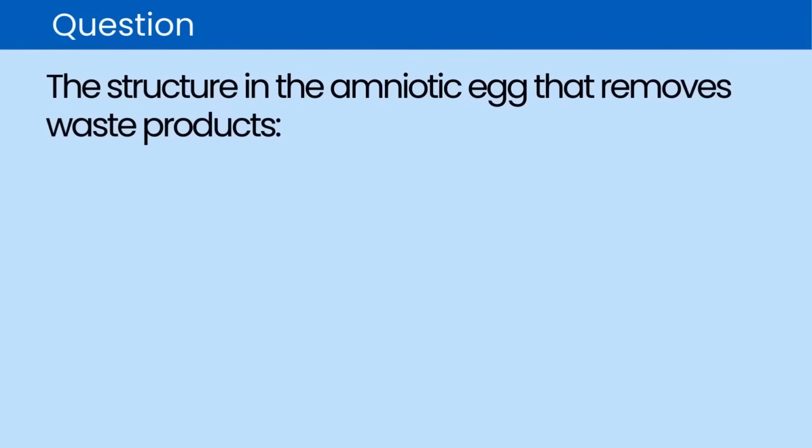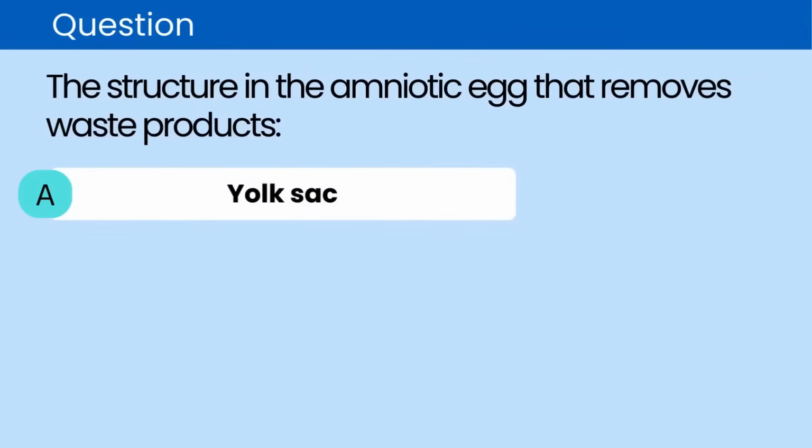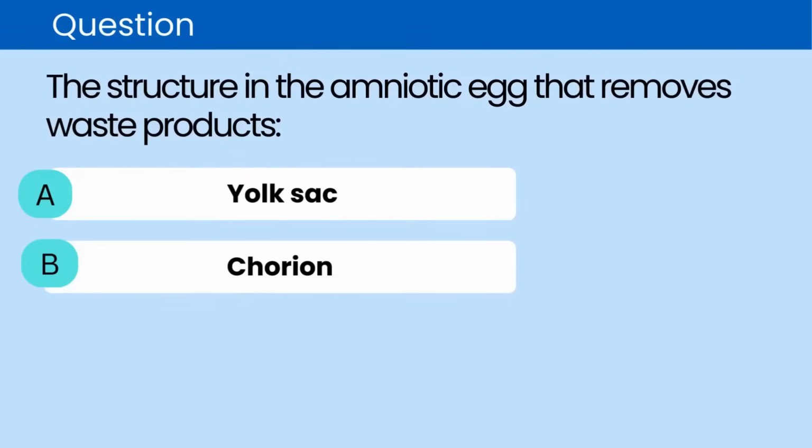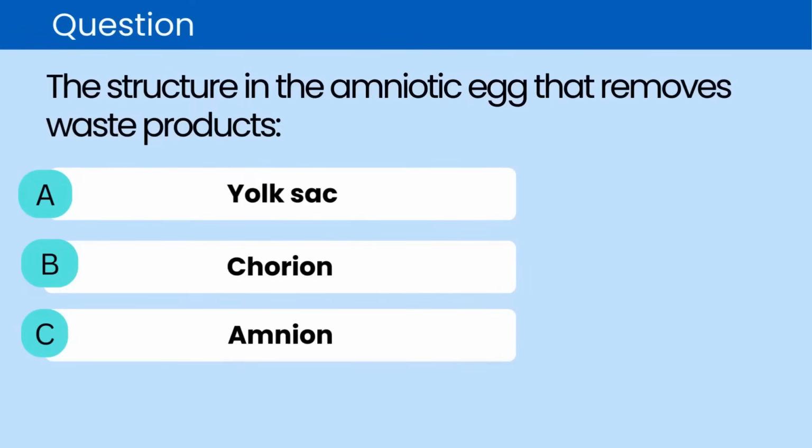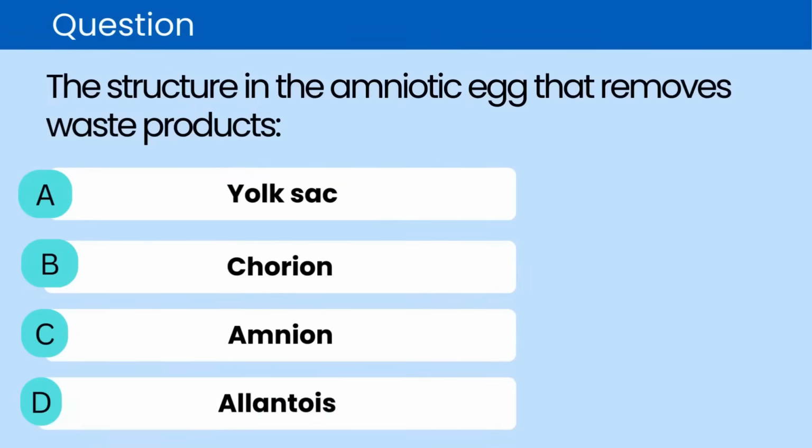Question: the structure in the amniotic egg that removes waste products. A. Yolk sac. B. Chorion. C. Amnion. D. Allantois.